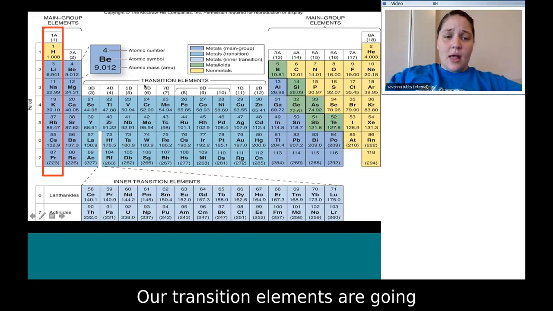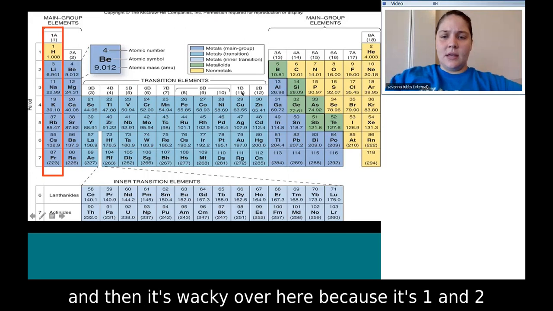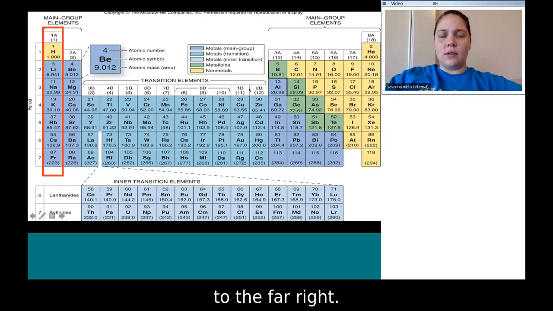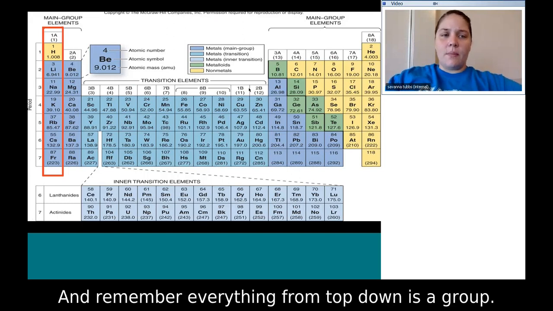Our transition elements are going to be everything with a B. So 3, 4, 5, 6, 7, 8, and then it's kind of wacky over here because it's 1 and 2 to the far right. Those are going to be our transition elements. And remember, everything from top down is a group.